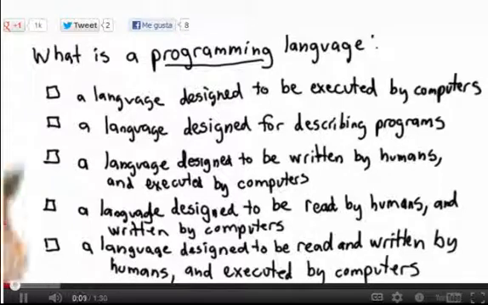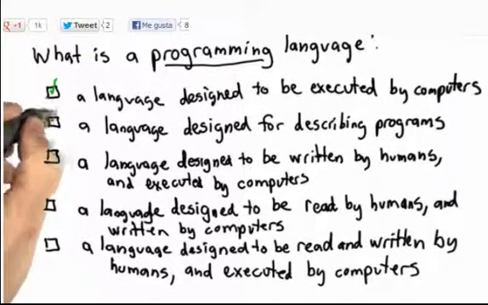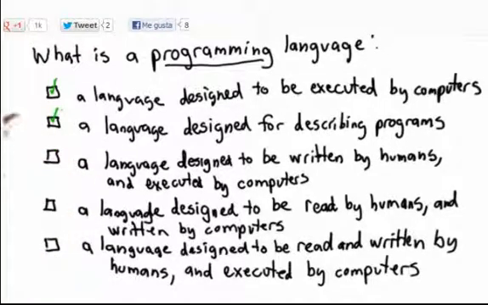So all of these are actually true. It is a language that we want to be able to execute using computers. We want to be able to create programs that we can actually run. It's also a language that we use to describe programs. That's the main thing we want to express with a programming language. It's designed to be easy for humans to write and for computers to execute. It's also designed to be read by humans.